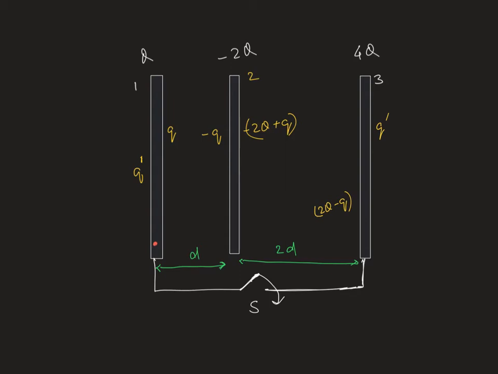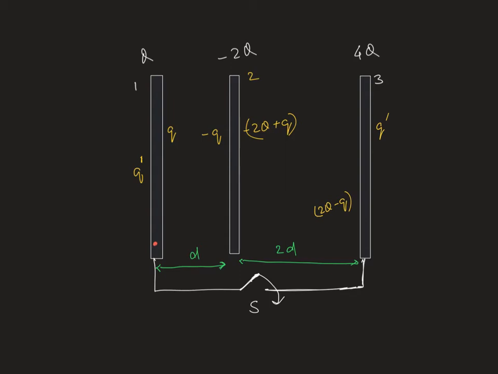So this is your arrangement, but as you can see, it's not a complete arrangement, simply because there are two variables. There is a small q and there is a q dash, some of which we can try to solve using conservation.